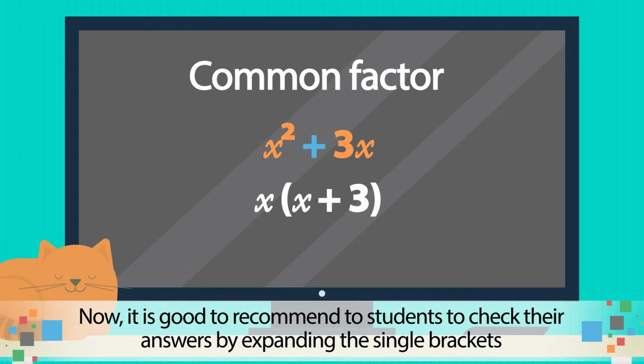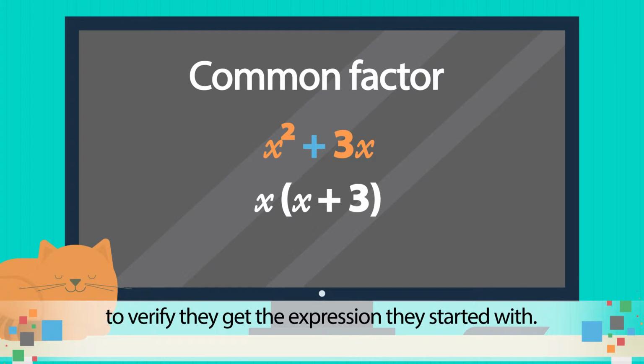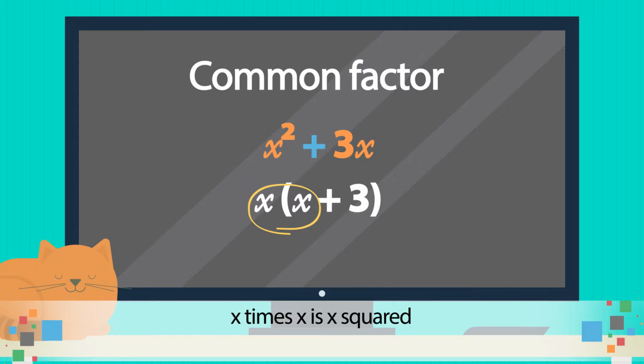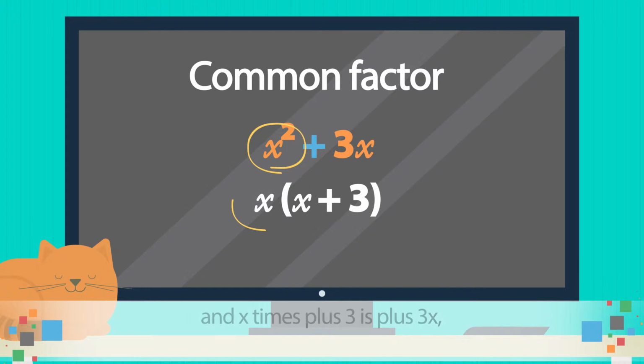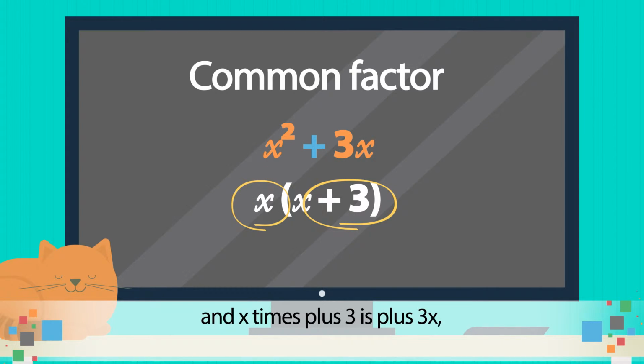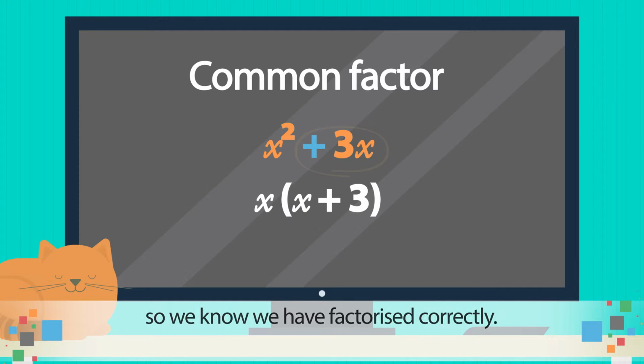Now, it is good to recommend to students to check their answers by expanding the single brackets to verify they get the expression they started with. X times x is x squared, and x times plus 3 is plus 3x. So we know we have factorised correctly.